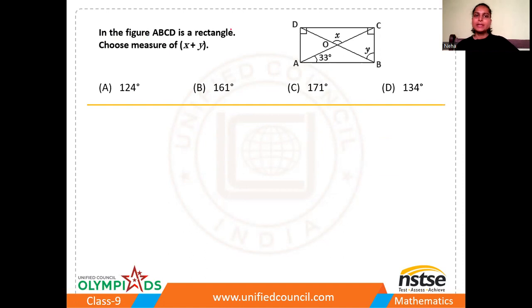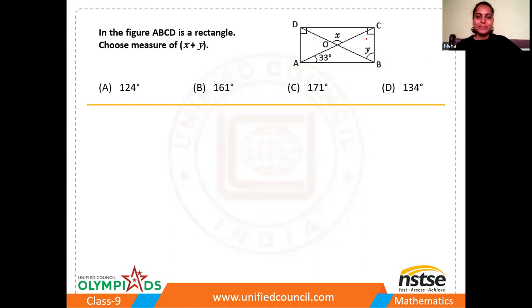In the figure, ABCD is a rectangle. What is the properties of rectangle? Basically, in rectangle, two opposite sides are equal to each other and all angles are 90 degrees, right? They are also parallel to each other, right? So choose the measure of angle x plus y. Here is the angle x, here is the angle y. We have to find the angle x plus angle y here. Correct? Okay. And one angle is given equals to 33 degrees. Correct? Okay. So now let me try to find out the first angle x and then angle y.